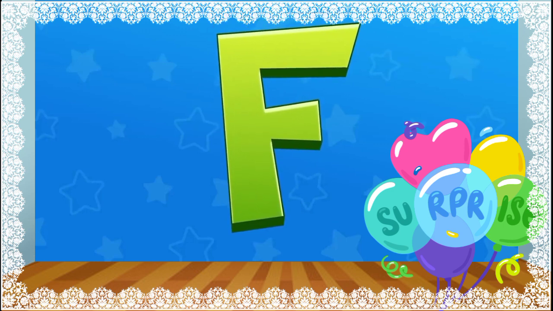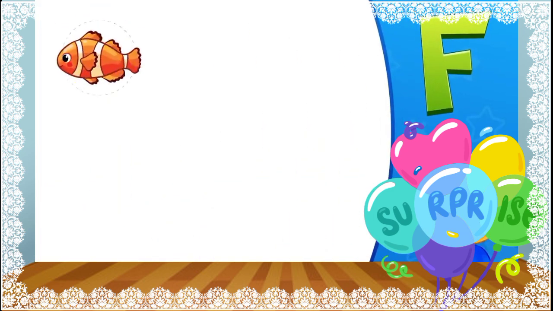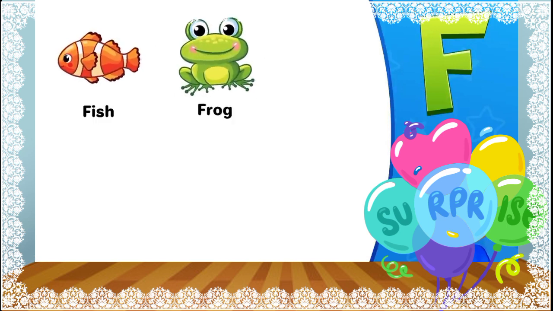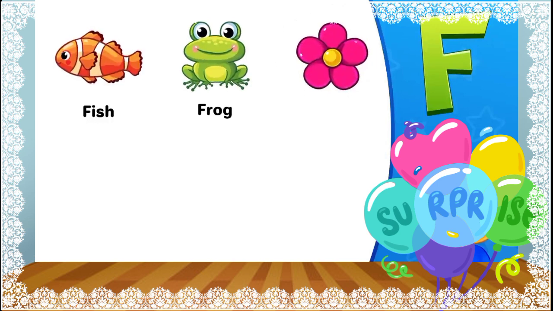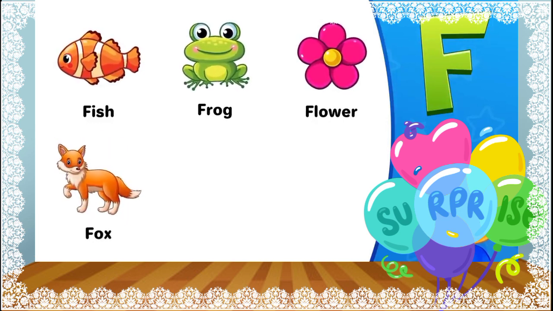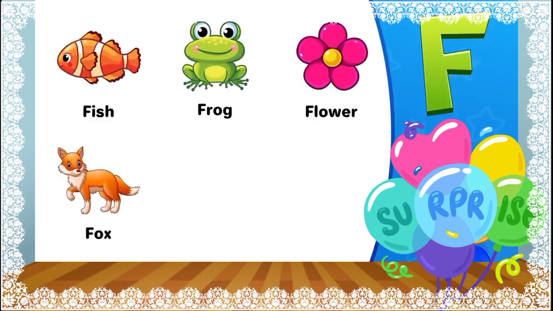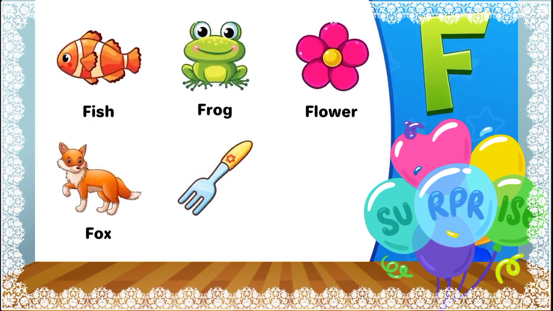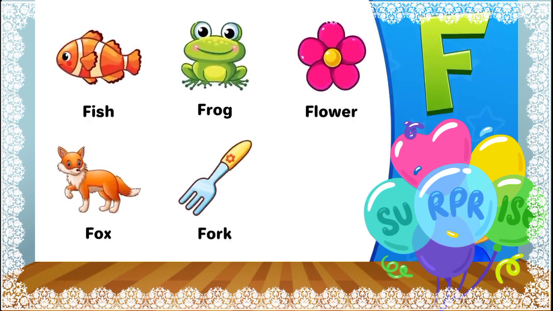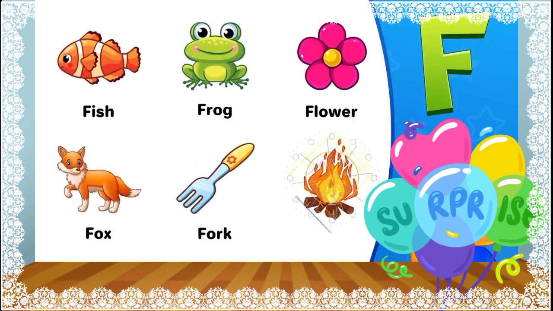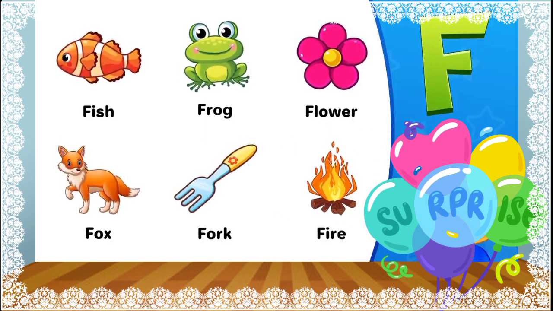F. F is for fish. F is for frog. F is for flower. F is for fox. F is for fork. F is for fire.